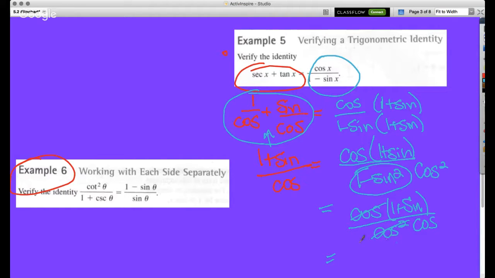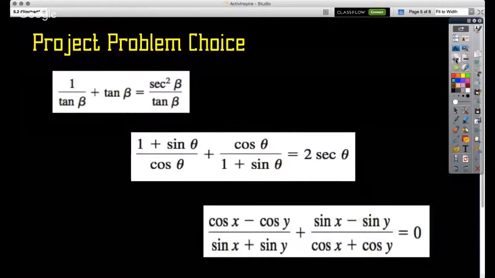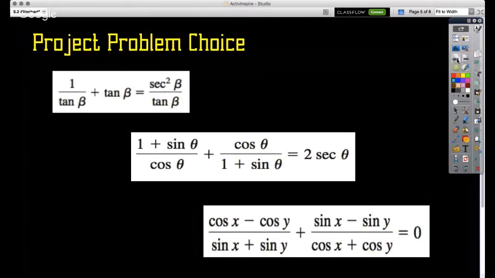Well, I look back over on my red side, the left side, and I noticed that when I broke it down, 1 plus sine over cosine actually goes back to 1 over cosine plus sine over cosine, which pushes me back to secant plus tangent. So really, I could go here, then here, then here, then here, okay? And that's just a way that we can break them down as we keep moving forward, okay?